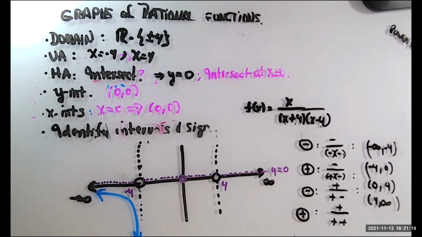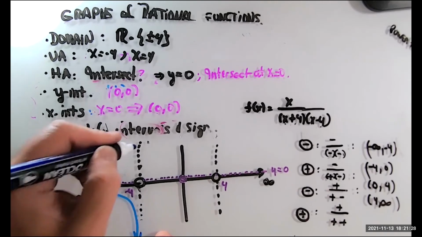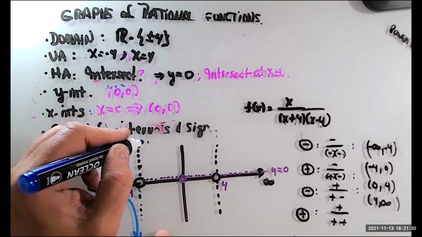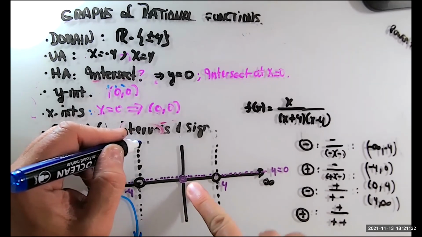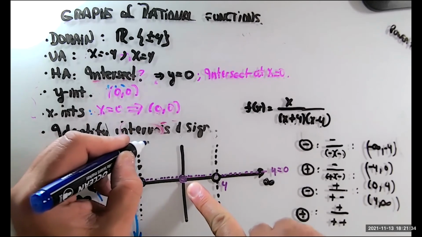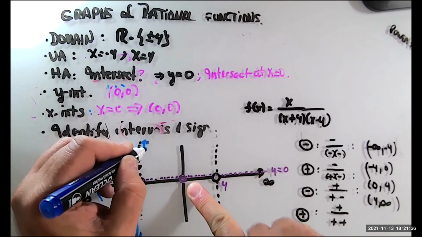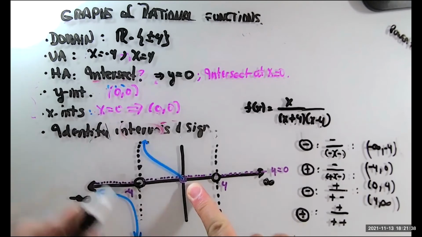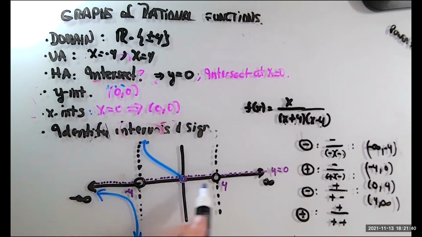Now, from negative 4 to 0, the function is positive. Well, I cannot start from the negative world. I need to start from the positive world. But I need to get to 0. 0 is my x-intercept, so I must go through 0. Okay, let's stop there.